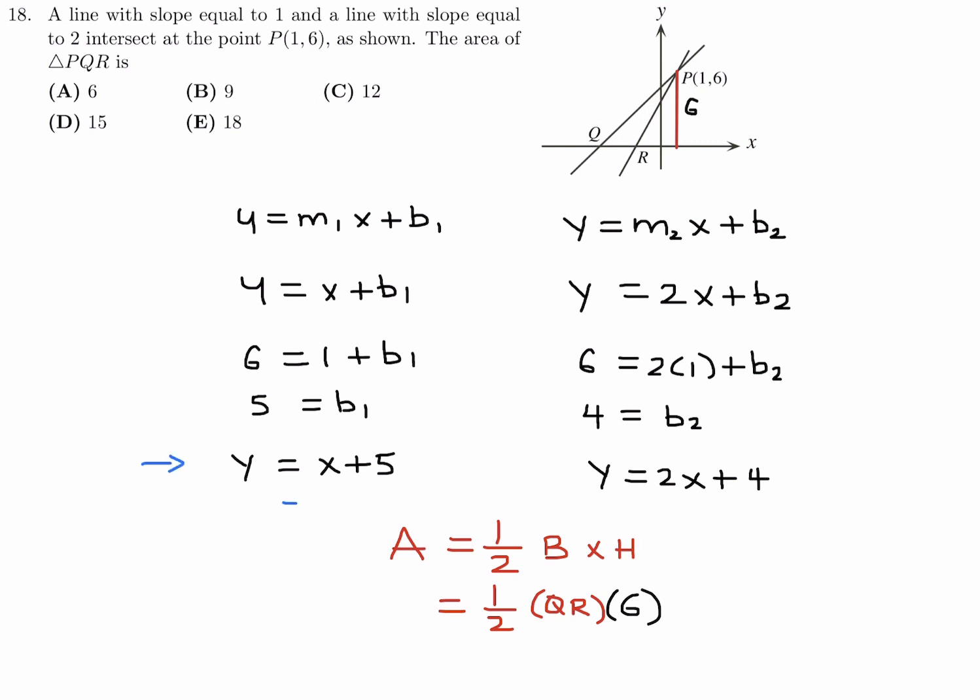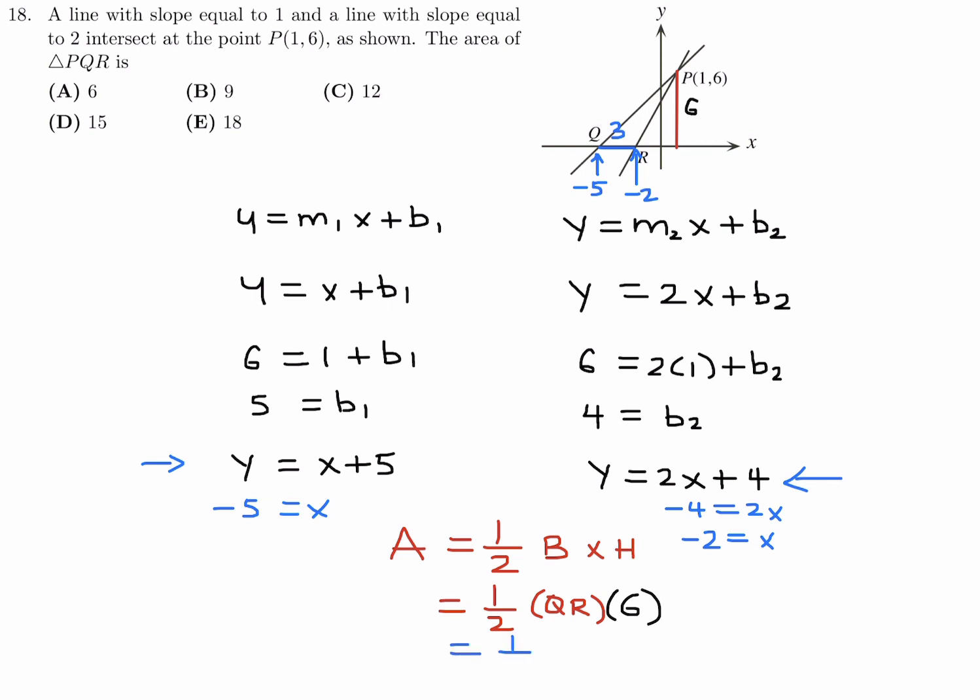Setting y equal to 0 there, we get x equal to -5. So this is going to be -5 right here. Setting y equal to 0 on this guy gives me -4 is equal to 2x, so that means x is equal to negative 2. So that means this point right here is negative 2. So the distance from Q to R is going to be 3.